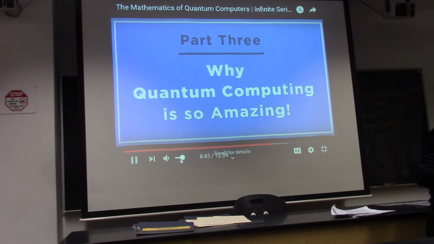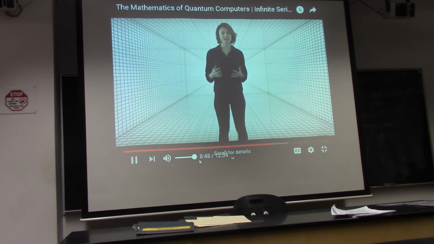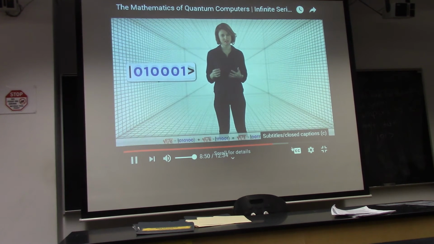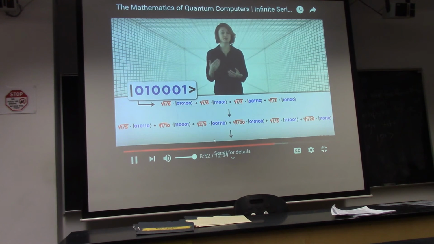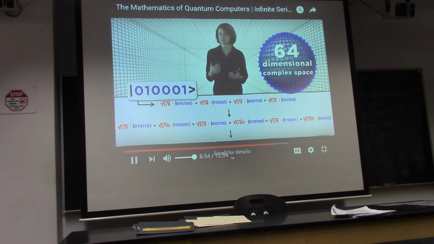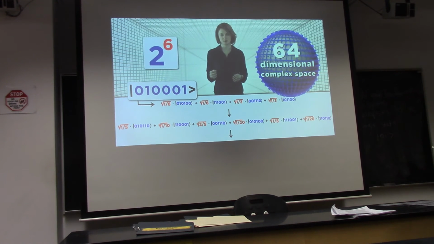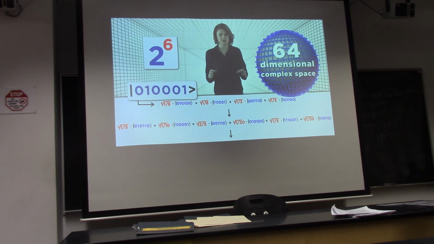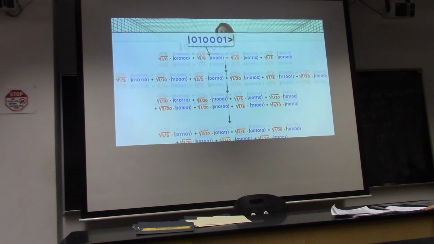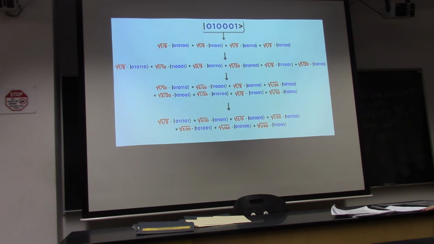Why is quantum computing so interesting? To answer that, let's look at the 6-qubit quantum computation. It's computing using a sphere in 64-dimensional complex space, because 2 to the 6 is 64, which sounds complicated. But here's the important part. It only took 4 steps to find this state. If we wanted to find the same state using a classical computer, it could take thousands of steps.